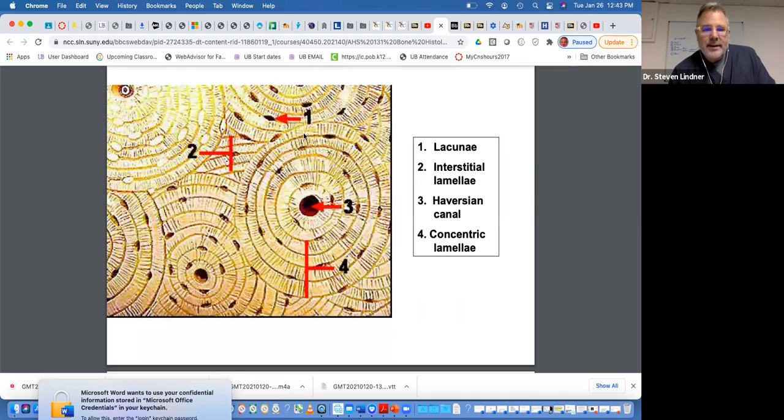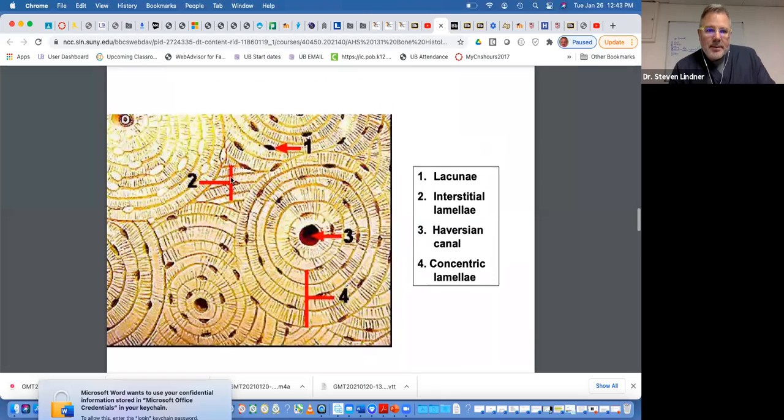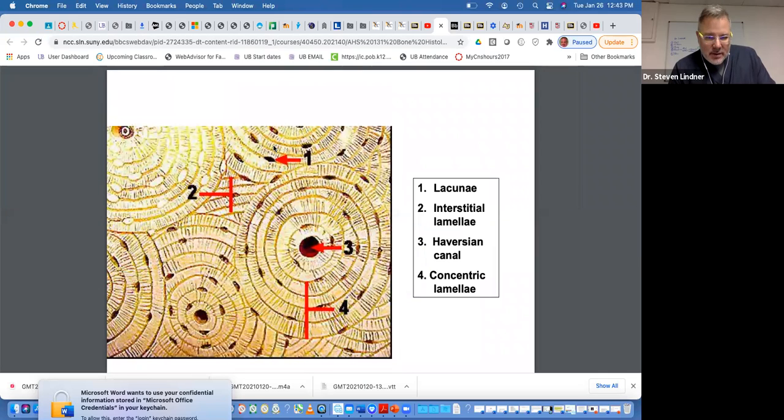Here again, this looks like the tree that was cut down. So number 3 in the center is your central canal or Haversian canal. Number 4, these are the concentric lamellae. Number 2, those are the remnants of old osteons that were broken down. Those are called interstitial lamellae. And then the cavities, those are called lacuna. What sits in there? Those are the osteocytes.